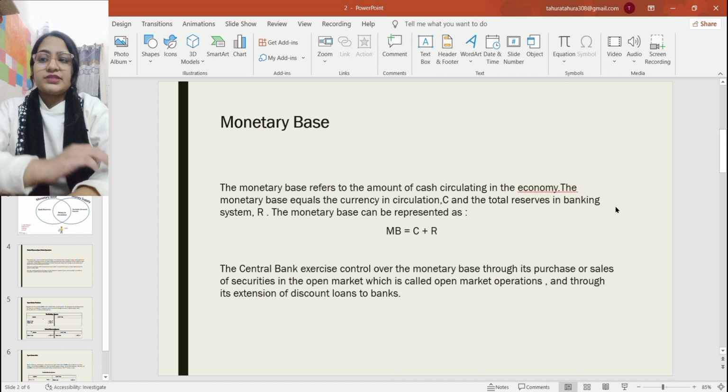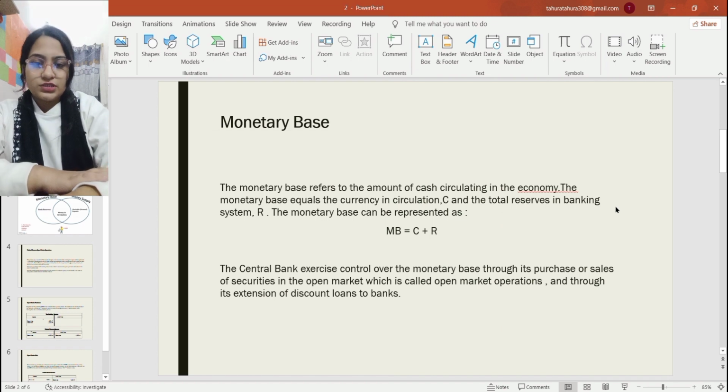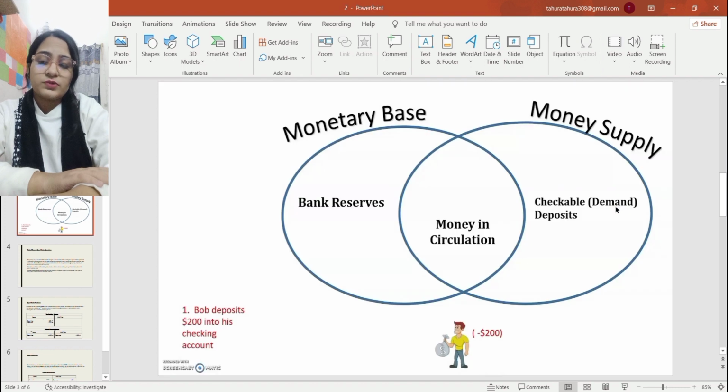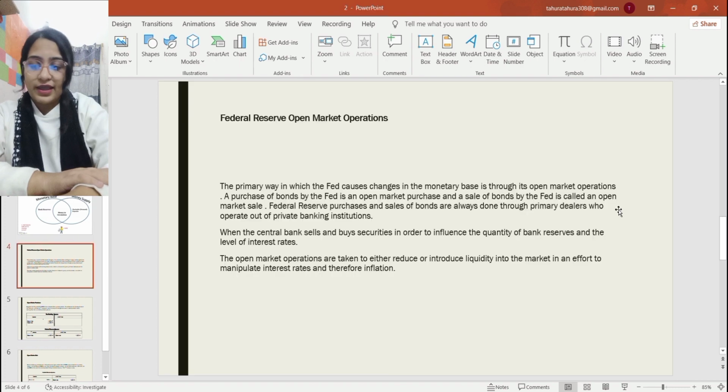The monetary base equals the currency in circulation, C, and the total reserves in the banking system, R. The monetary base can be represented as monetary base equals currency plus reserves. The central bank exercises control over the monetary base through its purchases and sales of securities in the open market, which is called open market operations, and through its extension of discount loans to the banks.